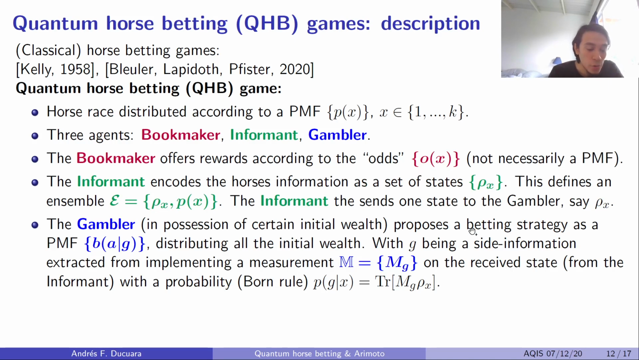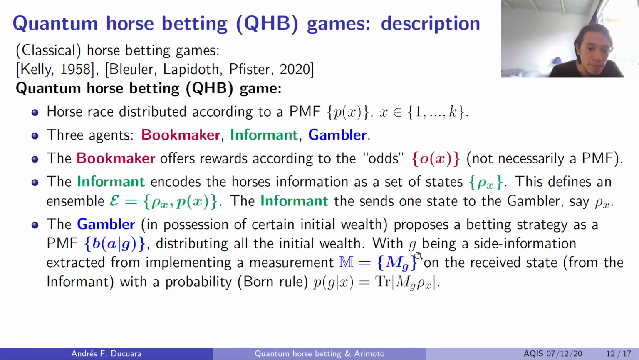Now the gambler, who is in possession of a certain initial wealth, has the goal of proposing a betting strategy in the form of a conditional probability mass function B in order to distribute and bet with all the initial wealth.